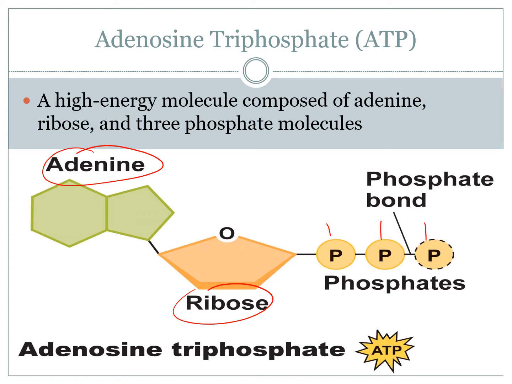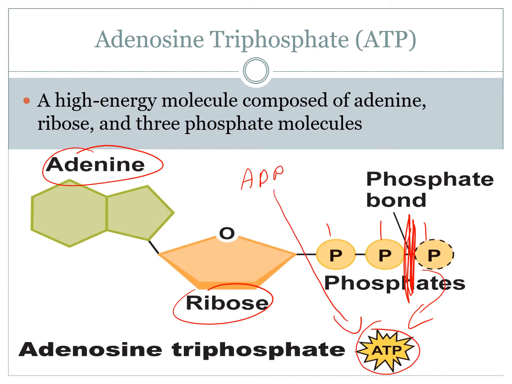Now, it is the breaking of the third phosphate molecule on the end of the ATP that generates energy that can be utilized by the cell. So as you'll learn later on, we have 2 substances within our body. We have adenosine diphosphate, and then we have adenosine triphosphate.